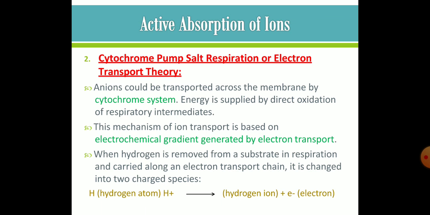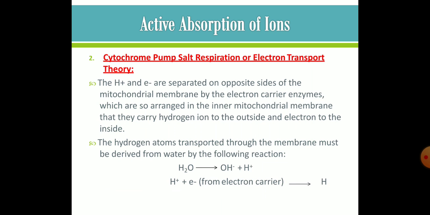When hydrogen is removed from the substrate in respiration and carried along the electron transport chain, it is discharged into the vesicles. So usually the hydrogen, that is the H plus ion, and an electron are separated. The hydrogen ion and electron are separated on opposite sides of the mitochondrial membrane by the electron carrier enzymes, which are also arranged in the inner mitochondrial membrane, and they carry the hydrogen ion to the outside and the electron to the inside.